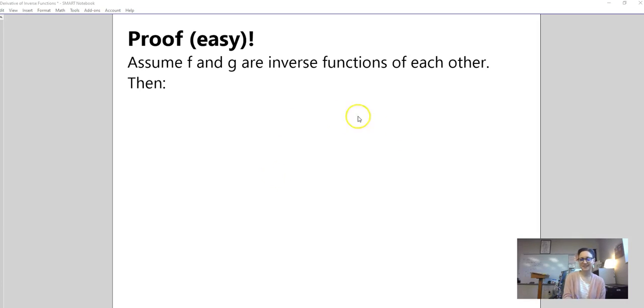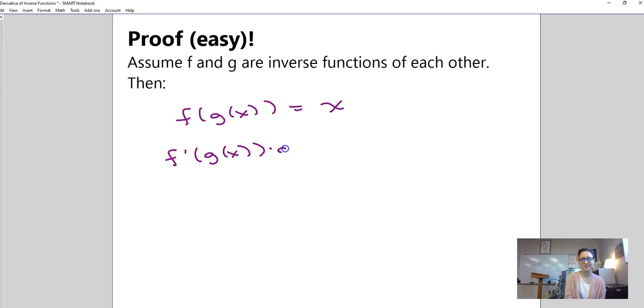So let's try the proof together. It's very straightforward. If f and g are inverses, then we know they undo each other, right? So when I compose, I get back to x. That's how inverses are defined. So now let me take the derivative of both sides. Any special rules on the left side? Yeah, I need chain rule, right? So take the derivative of the outer, hold the inner, times the derivative of the inner.